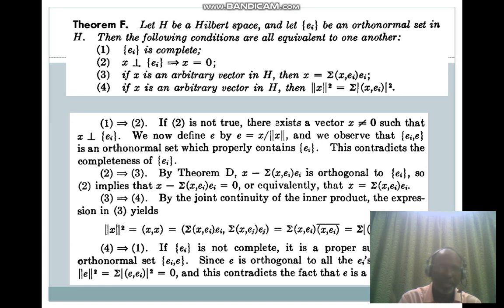So, we have proved cyclically all the 4 conditions. Therefore, all these 4 conditions are equivalent.